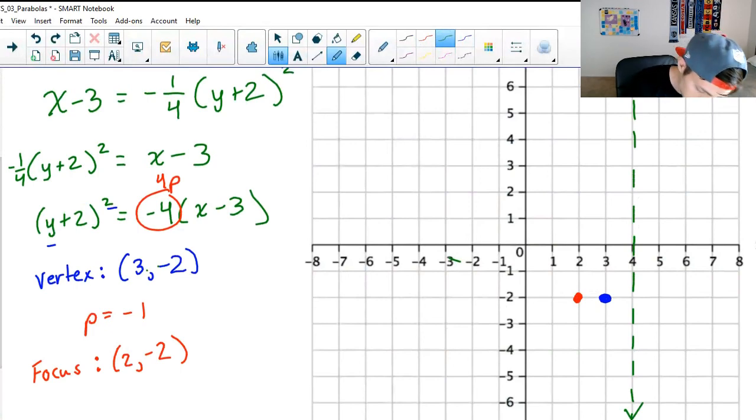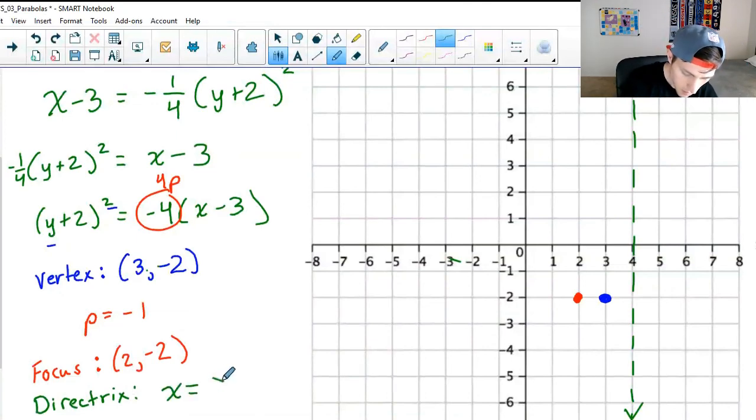After that, we just have to, let me write this, directrix. So that equation, it's a vertical line. Vertical lines we know are of the form x equals. So this would be x equals 4. Why can't I write 4? There.